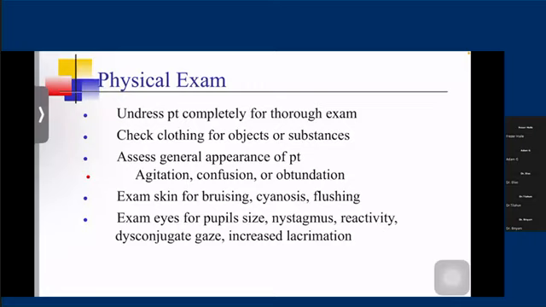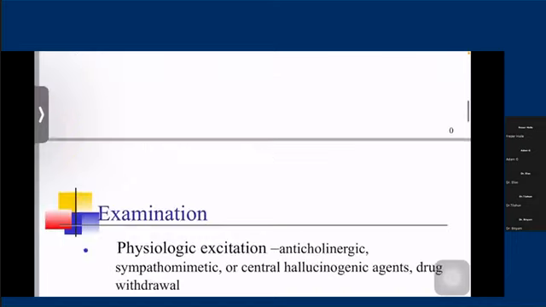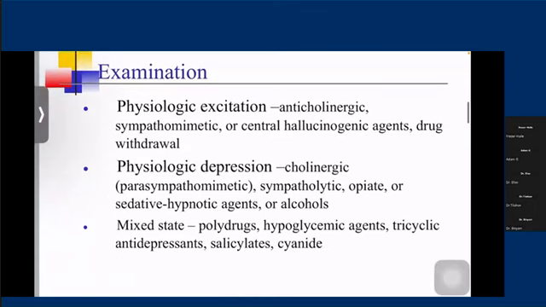And eye exam for pupillary size: there are conditions in which a patient can have pinpoint pupils, specifically opioid and organophosphate poisoning, and nystagmus, which is usually caused by PCP. Depending on the pupillary size, we can have certain differential diagnoses. And for other examination, there are some agents which can cause physiologic excitation. These are anticholinergic, sympathomimetic, or hallucinogenic agents, and it can also be because of drug withdrawal.